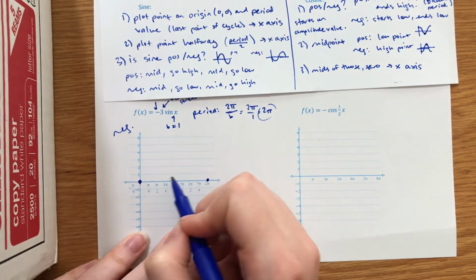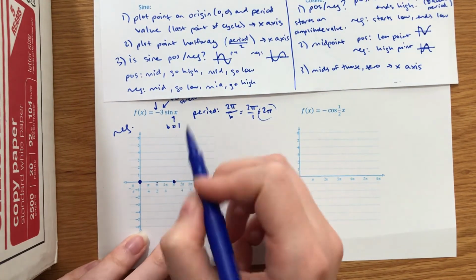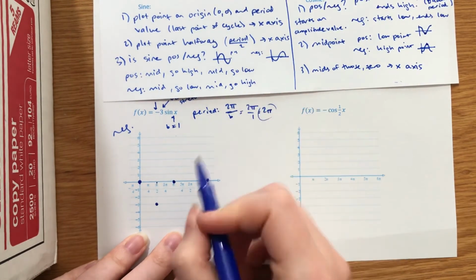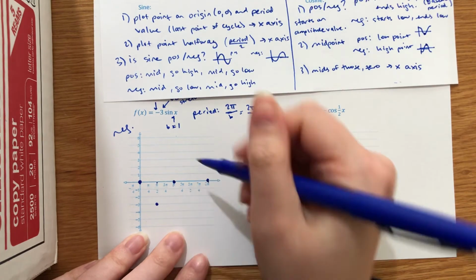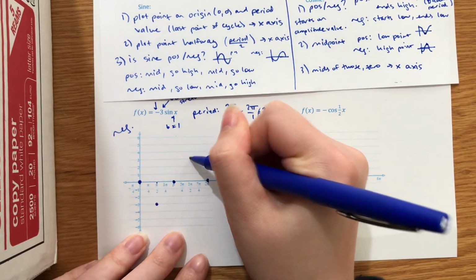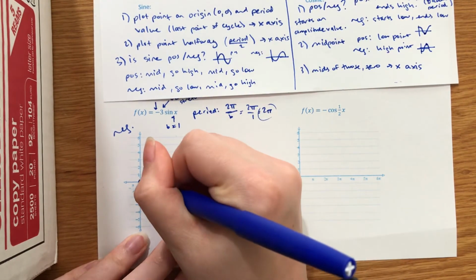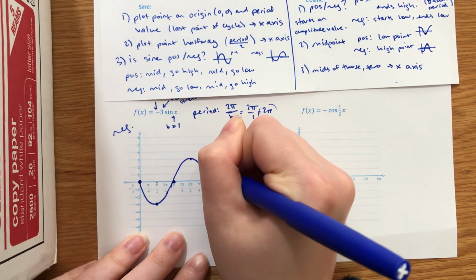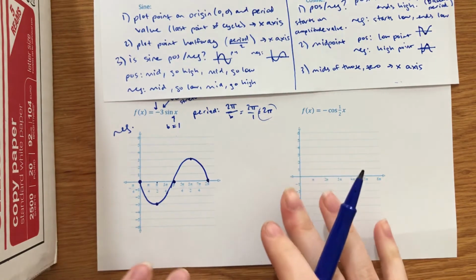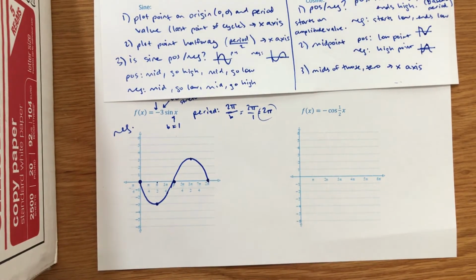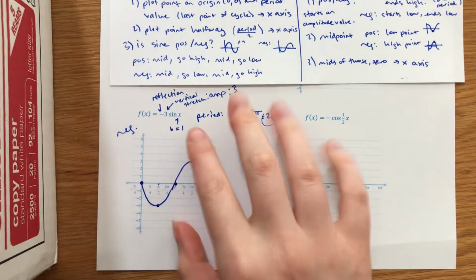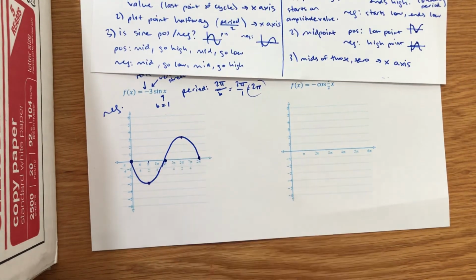So halfway between 0 and pi is pi over 2. And our amplitude is 3, so I'm going to go down 3. And then halfway between pi and 2 pi is 3 pi over 2, and we're going to go up to 3. And then you sketch your curve. And so if you guys notice, that's the opposite. It's been flipped. So normally sine would have the peak, then the valley, but because of the negative reflection, it's the valley, then the peak.